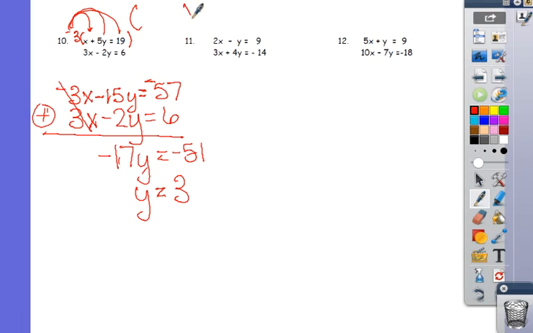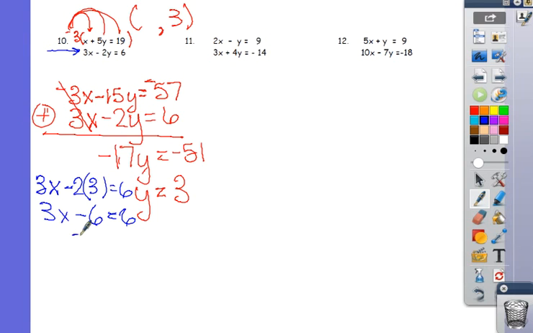Okay, so y is 3. So let's find x by plugging it in. You can use any of them. I'm going to use this one right here. So 3x minus 2 times 3, because that's what y is, equals 6. So 3x minus 6 equals 6. I'm going to add 6 to both sides, and I'm going to get 3x equals 12. Divide by 3, I'm going to get x equals 4.